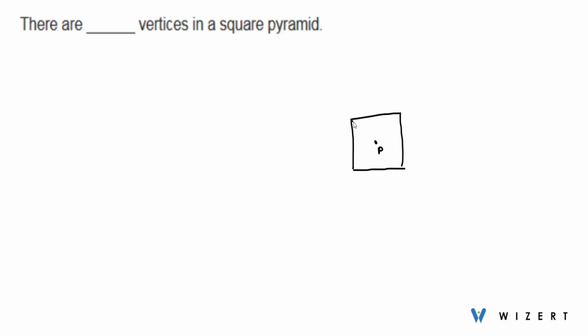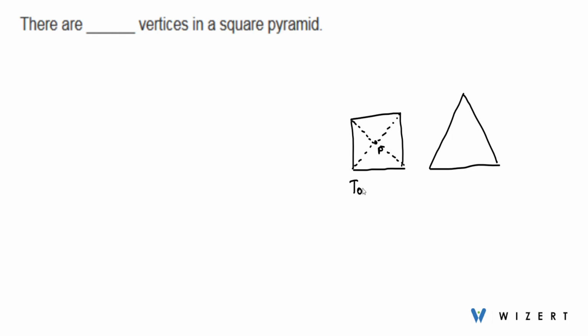So all these slant edges intersect at the point P. So this is the top view of the pyramid. So if we want to draw the side view of the pyramid, then it will be somewhat of this nature. So this is the side view of the pyramid and this is the top view of the pyramid.